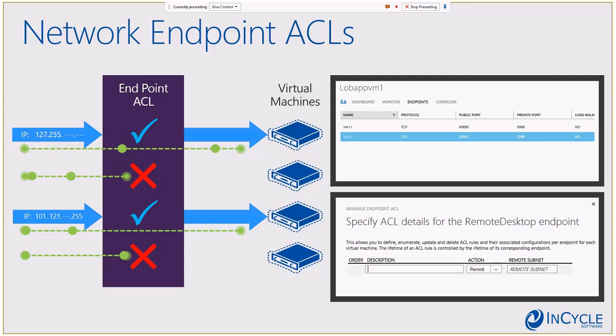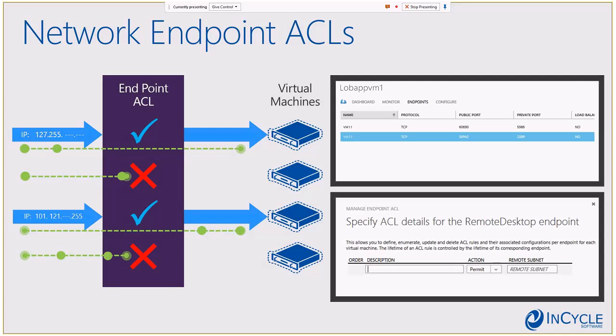And as you order the rules, it will start at the top and work its way down. So that's the order of precedence. So you can reorder the rules, but they're always going to execute in that same order. Also keep in mind when using ACLs, you can have 50 ACL rules per endpoint.